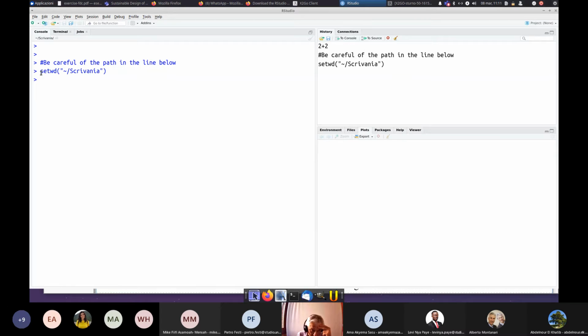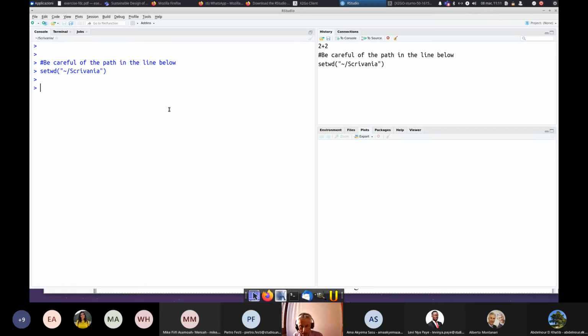And you see that an instruction appeared in the console, set working directory. And this is the name of my desktop. It is essential because this is the location of your hard disk where your history, your image will be stored. Okay.